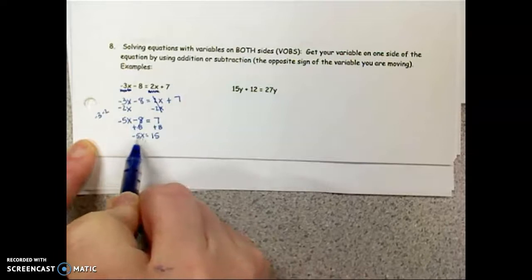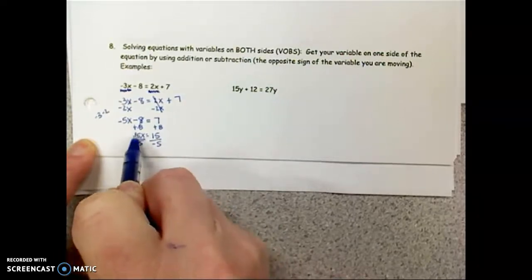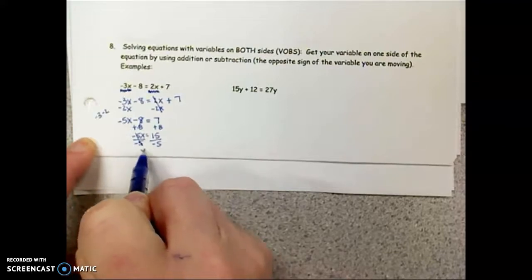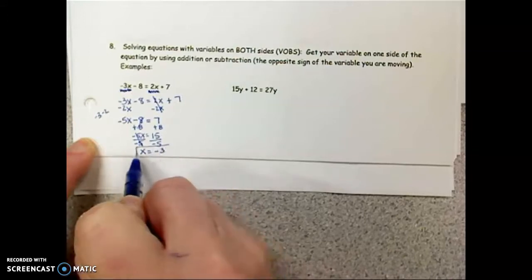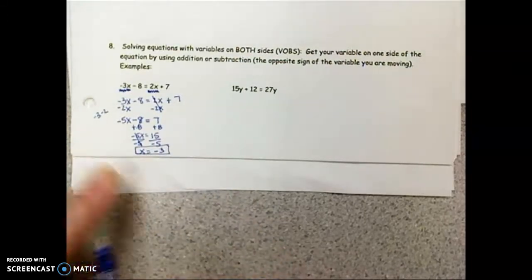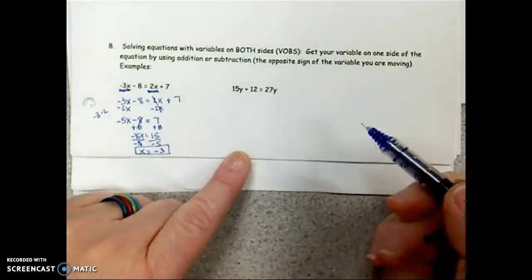And I'm going to undo that multiplication by dividing by negative 5. So these negative 5's cancel, leaving me with x equals 15 divided by negative 5, which is negative 3. So again, on this one, these are not like terms. They're on opposite sides of the equal sign.